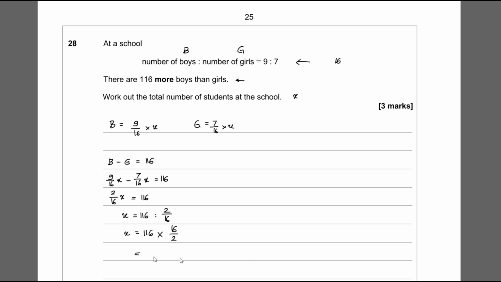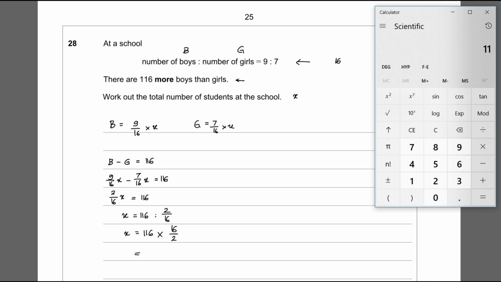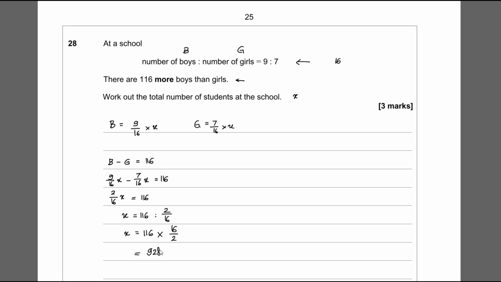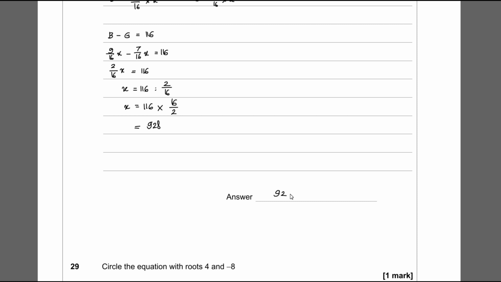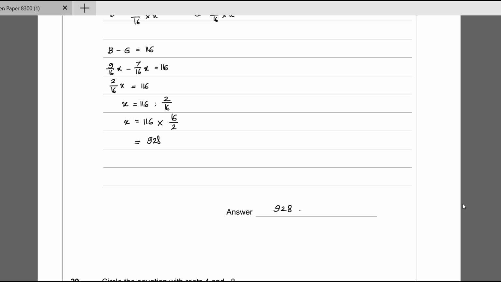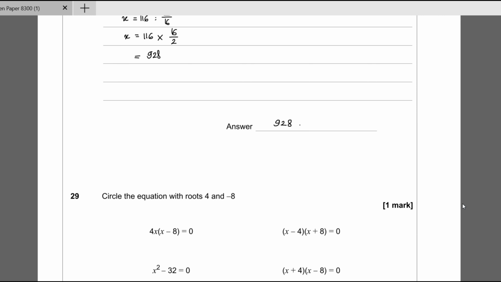So let's use our calculator again. 116 times 16 divided by 2. So we have 928. 928 is x, and x is the total number of students in the school. So we got our answers already. Let's write it down here. 928. That's it. We can carry on with the next question.